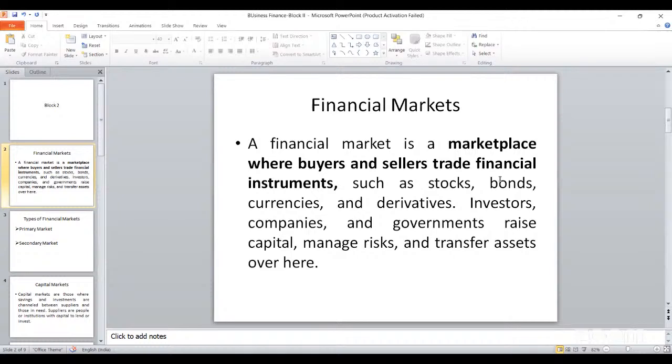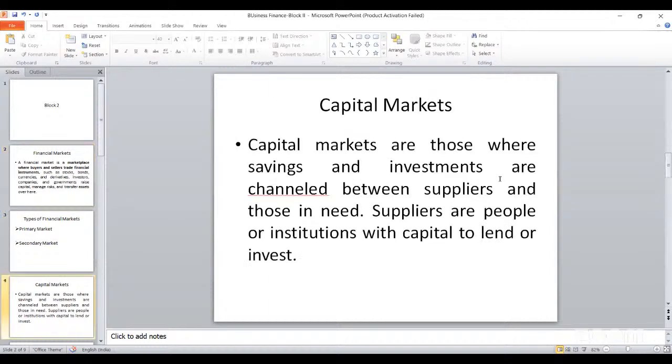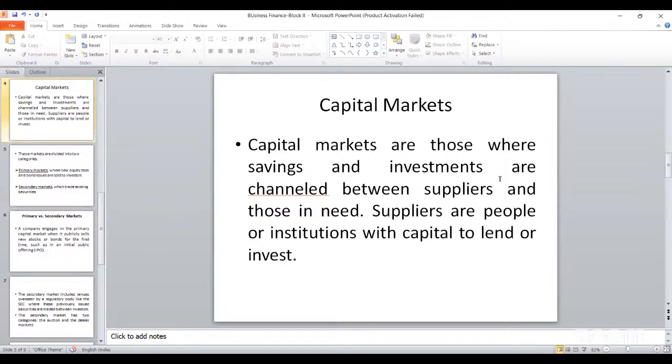Capital market comes under the concept of primary market of your financial market. Then you can go on with describing your capital market. From your block two, this is one of the important questions you can expect from financial markets. So when you are explaining capital market, you have to give the definition of capital market, and then explain the different types of capital market, and the difference between your primary market and your secondary market.